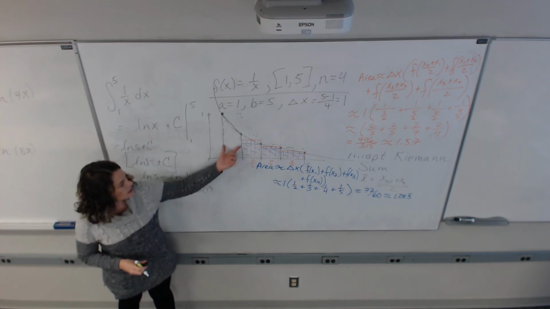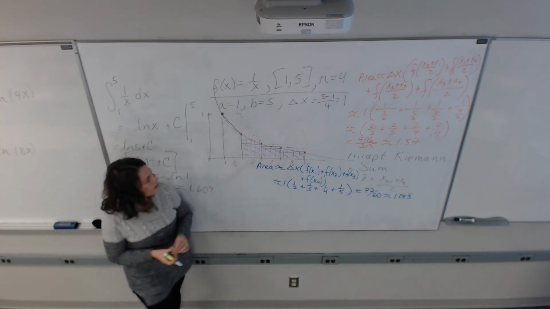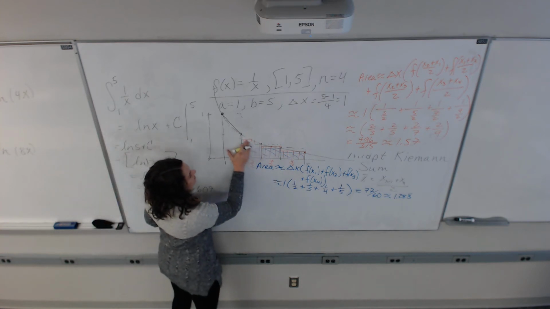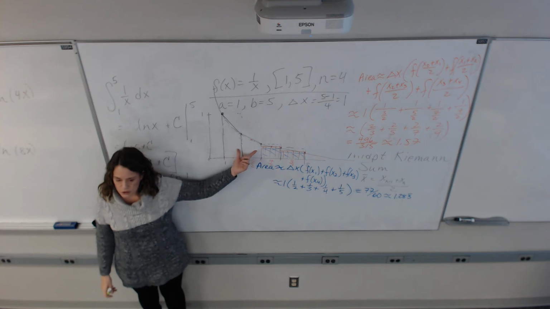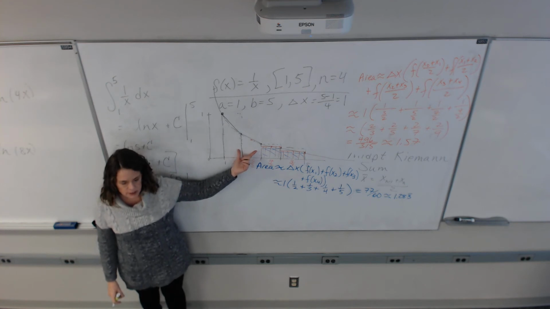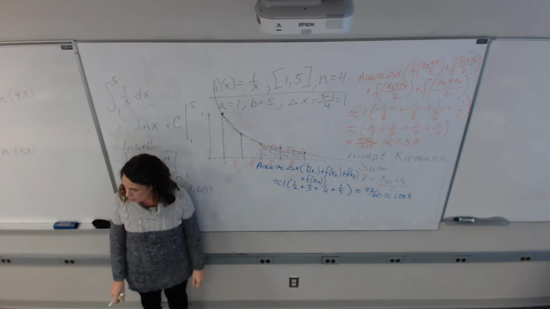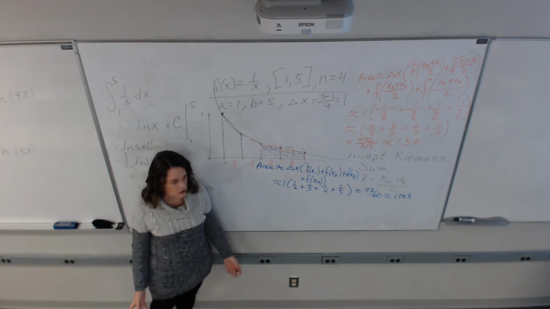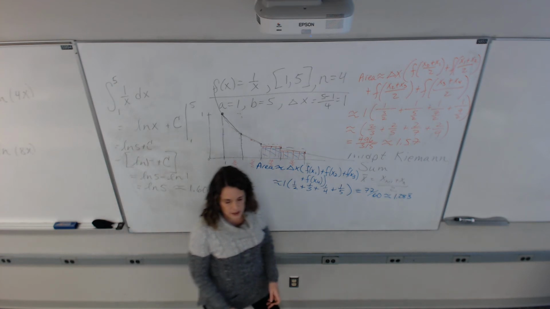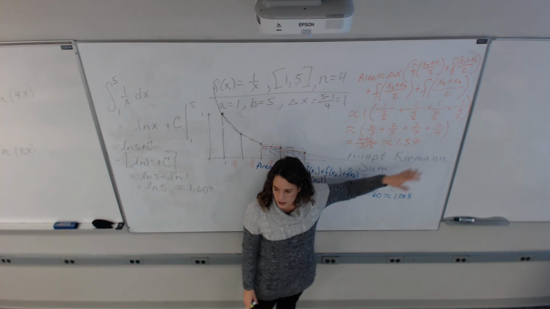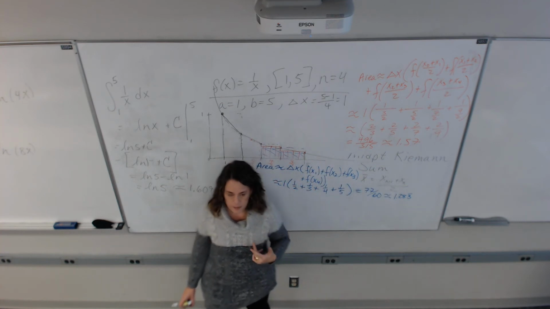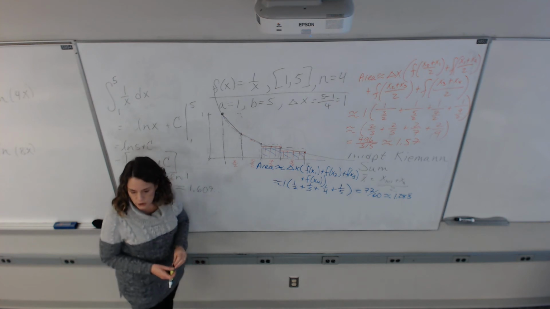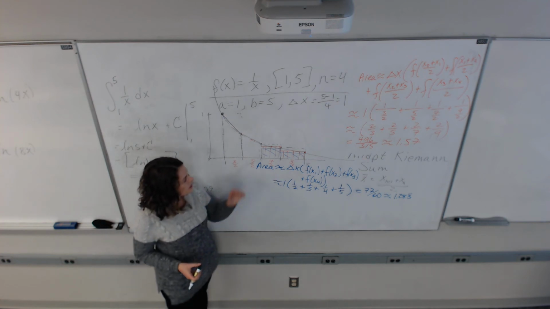Now why is this a trapezoid? So a trapezoid would connect like that. Do you see how much closer to the true area the trapezoid is? I wouldn't say it's always a better approximation. Actually, the midpoint is surprisingly accurate, especially when you have not very many boxes. But the trapezoid gets closer if you have more boxes.